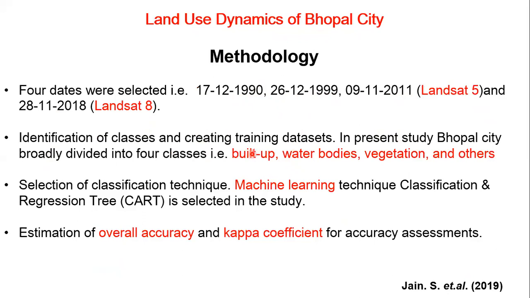the whole Bhopal city into 5 classes, like built-up, water bodies, vegetation, and so on, with the help of machine learning techniques that are already available in Google Earth Engine. There's one more technique, which is CART. It is a supervised classification technique, and with the help of this technique, I've classified these various decadal maps, and I have also calculated the overall accuracy and kappa coefficient for accuracy assessment.